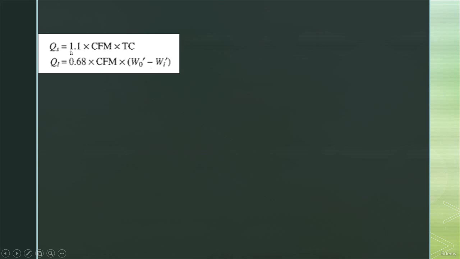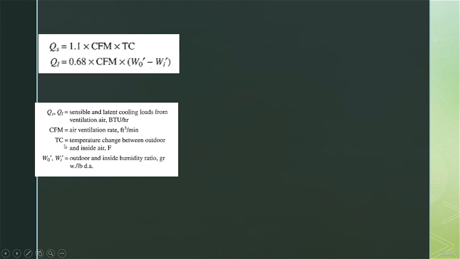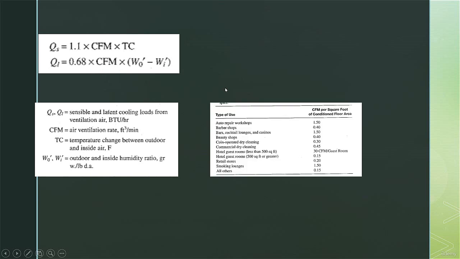Now QS is equal to 1.1 multiplied by CFM multiplied by TC, which is basically the change in temperature. So the outdoor temperature and the indoor temperature that we want to maintain, the temperature difference between them is TC. So CFM, we can calculate through this chart.